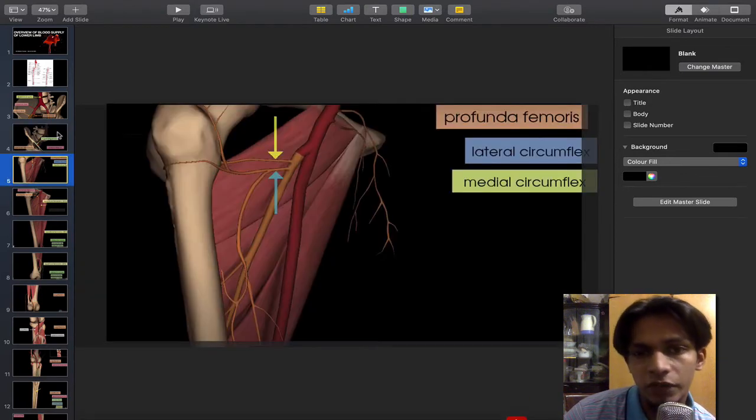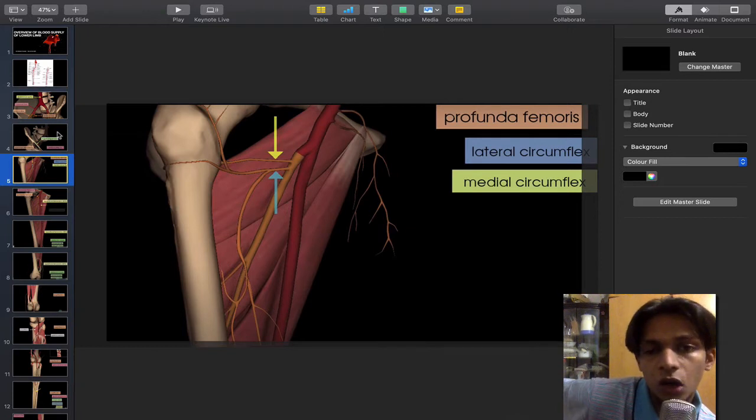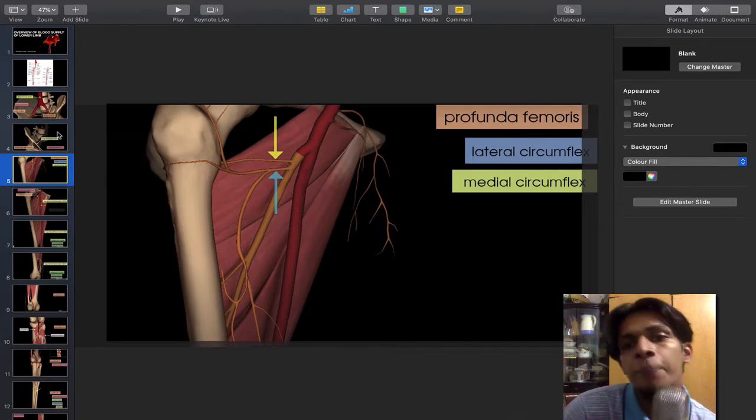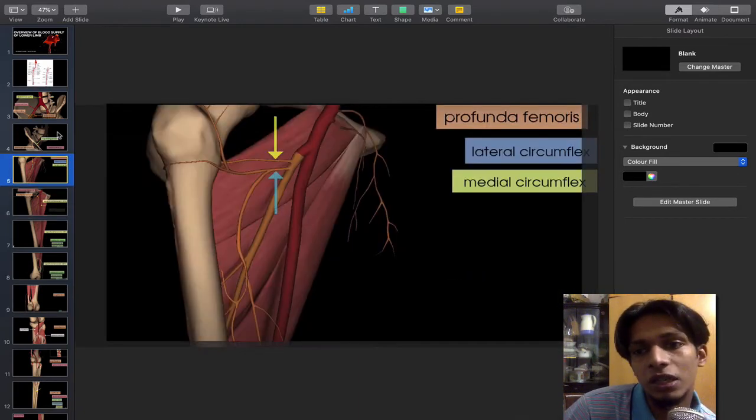Okay, so then we have the profunda femoris, which is a branch of the femoral artery, and that profunda femoris gives two circumflex arteries, which are the lateral circumflex and the medial circumflex artery, as you can see over here.